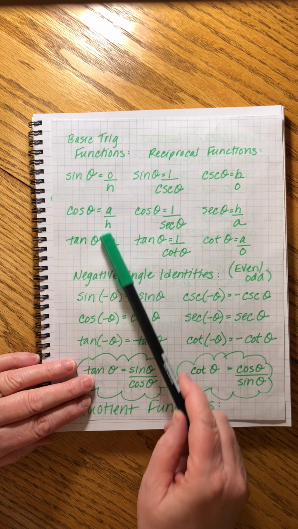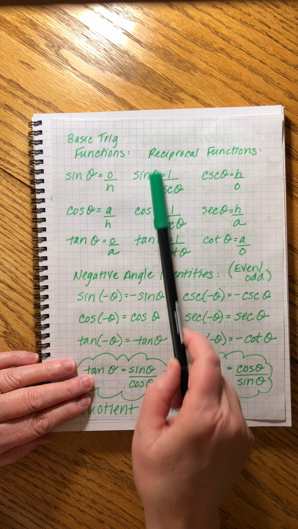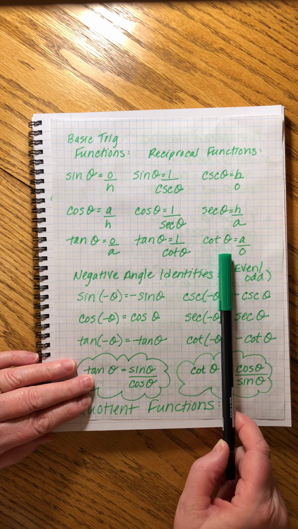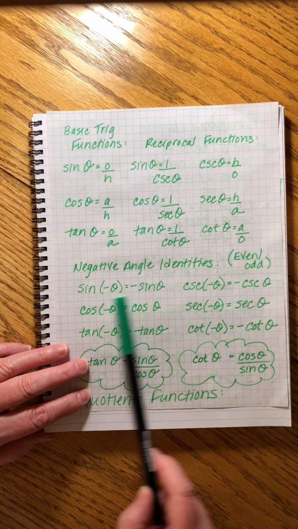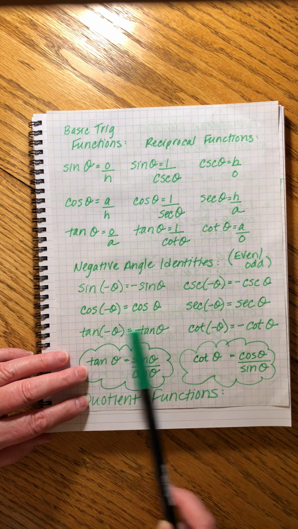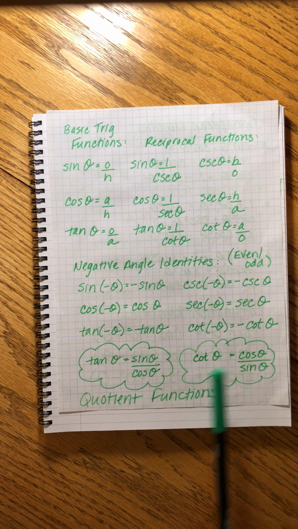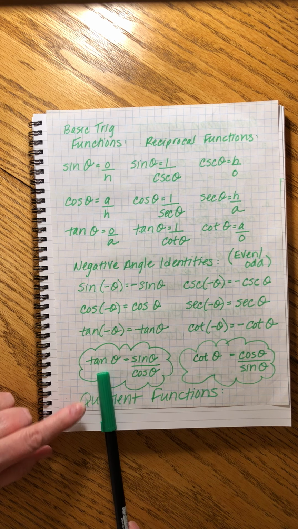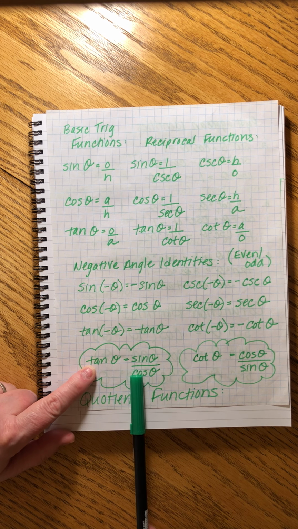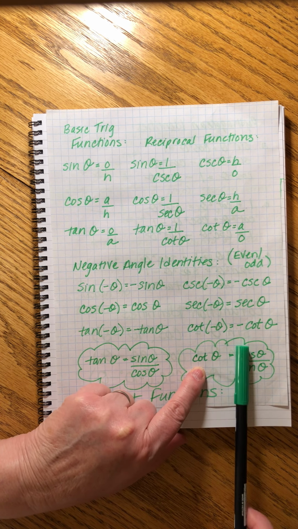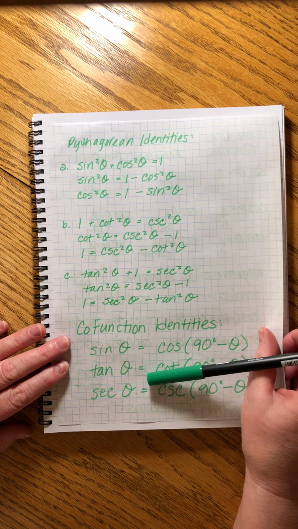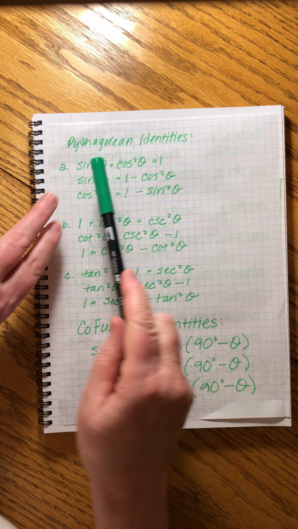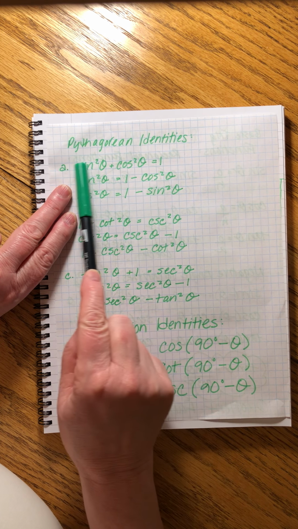We have our original trig functions. We have what we call the reciprocal functions. Then we learned these negative angle or even and odd identities where we figured out how minus signs work. We have these quotient functions that remind us that tangent is sine over cosine. Cotangent is that on its head. Those are helpful.